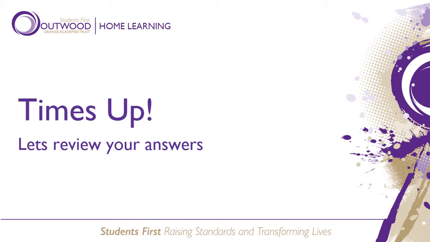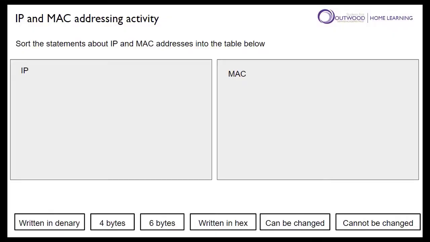So now we are going to go over to Mr. Barnes, who's going to review those answers. Okay, so let's have a look at this IP and MAC address activity. So it says here, sort the statements about IP and MAC addresses into the table below. And we've got IP on one side, MAC on the other.